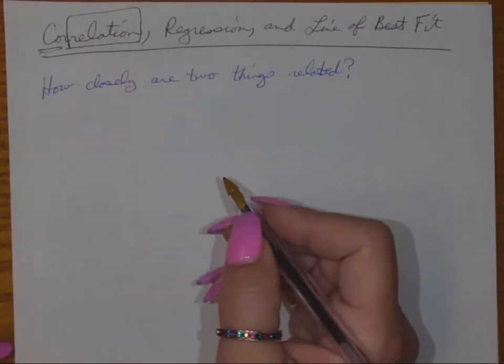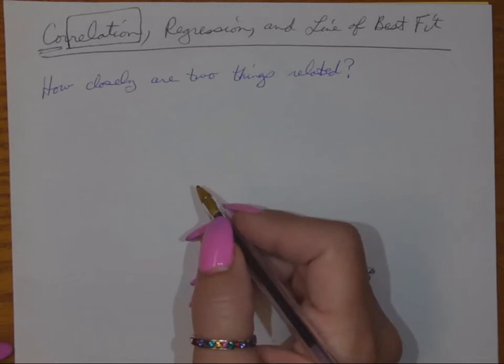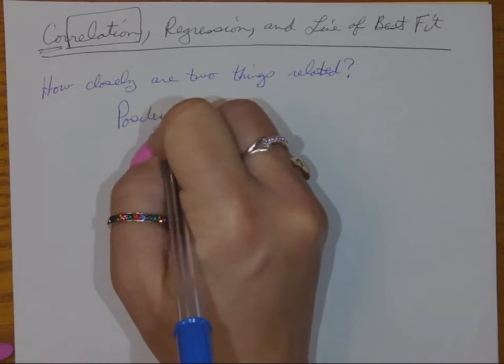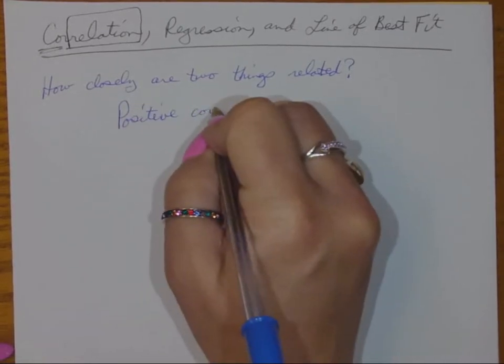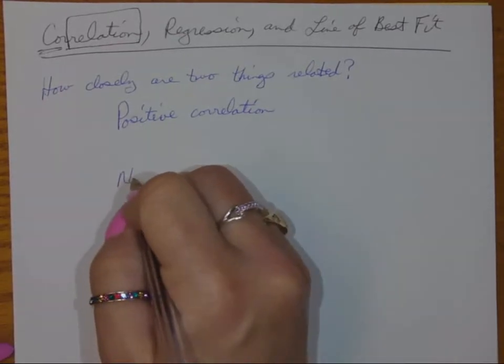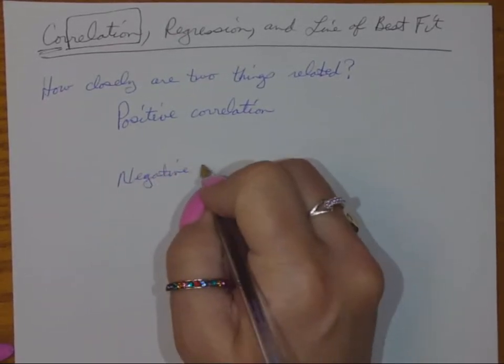That's what we mean. So basically, there's 2 ways that this can go. You can either have a positive correlation, or you can have a negative correlation. Okay, so let me give you some examples.